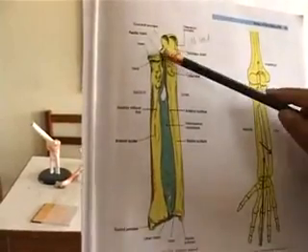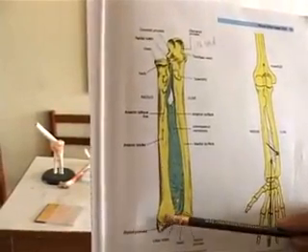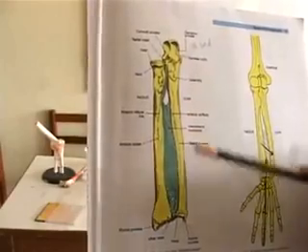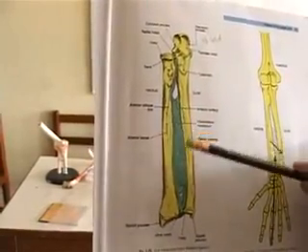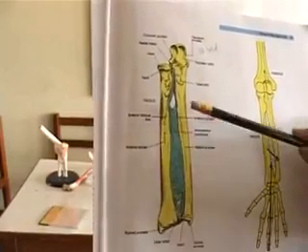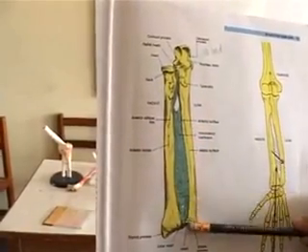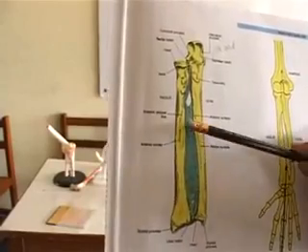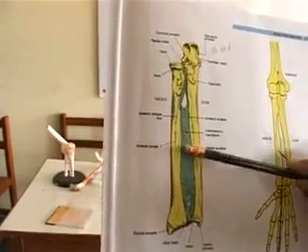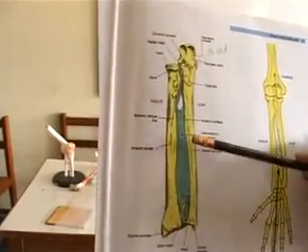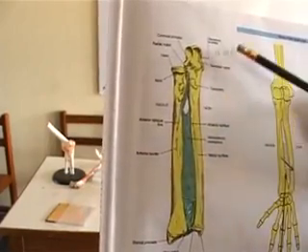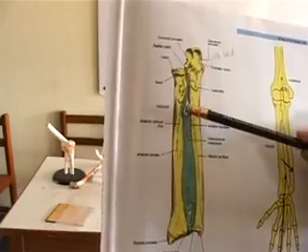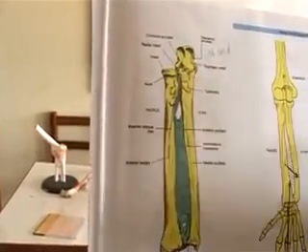The figure shows the radius laterally and the ulna medially. The interosseous membrane is attached to the medial border of radius and the lateral border of ulna. Interosseous membrane direction of fibers is downwards and medially. At right angles to the interosseous membrane, there is an oblique cord which goes from the radius to the ulna.